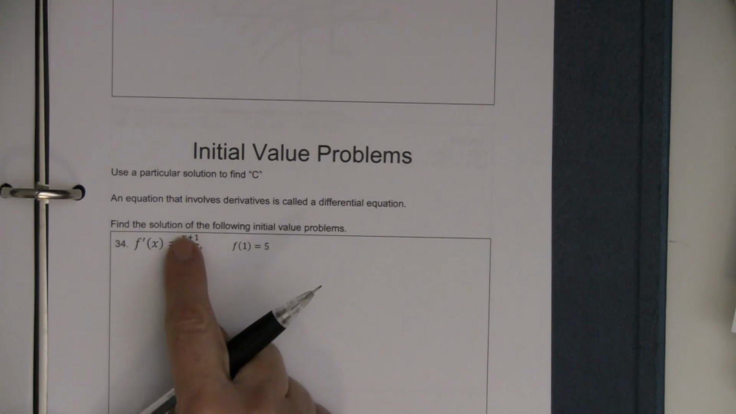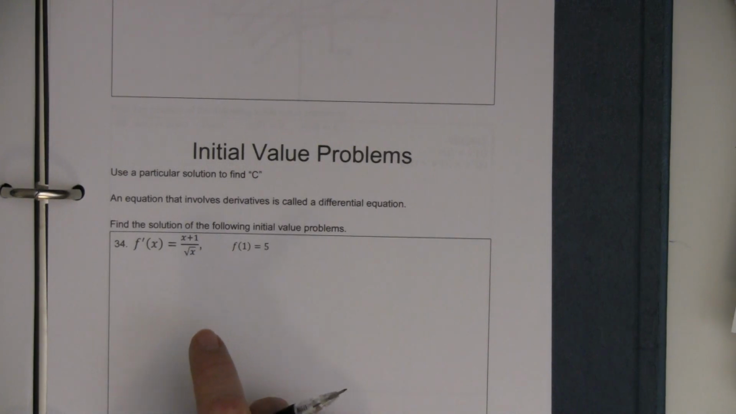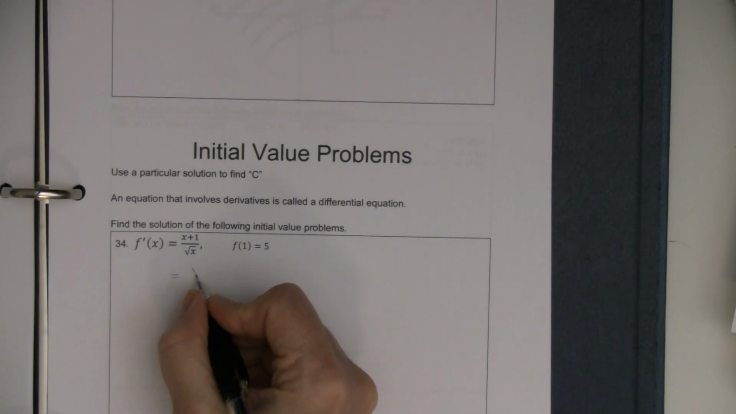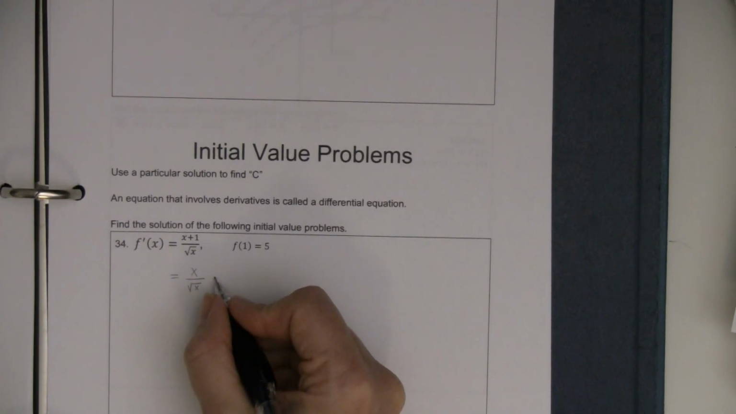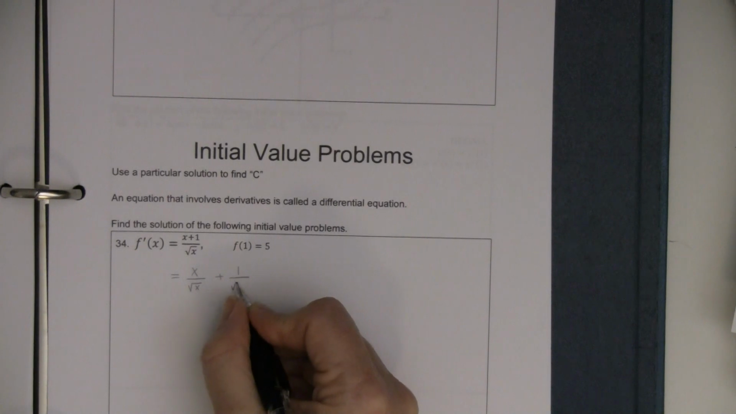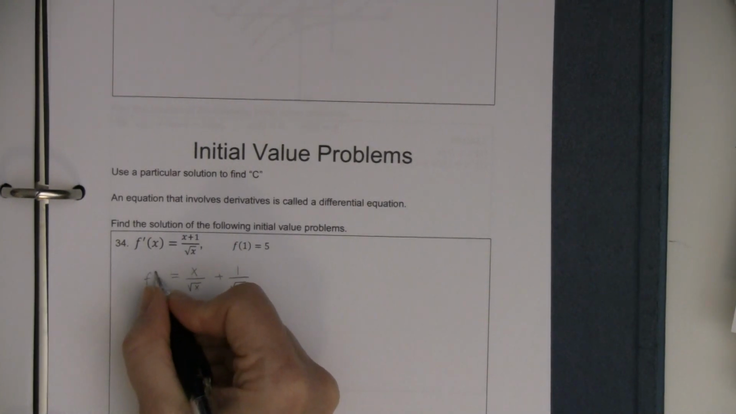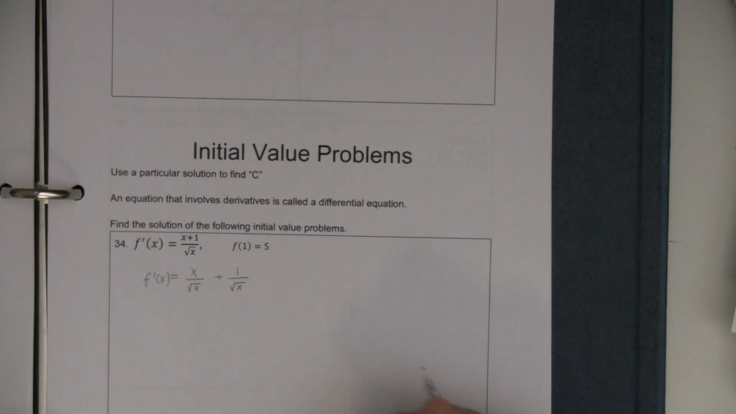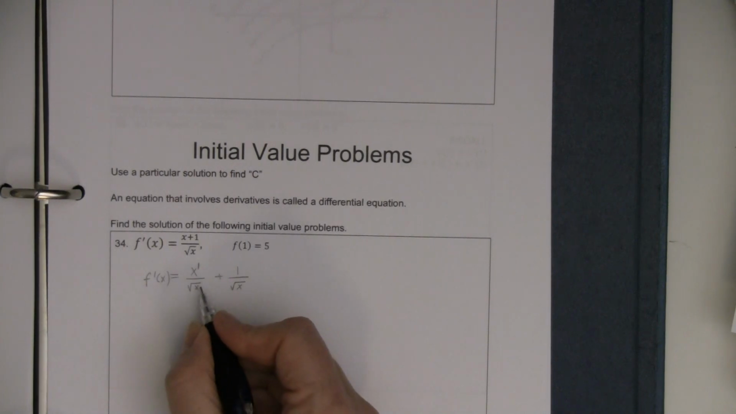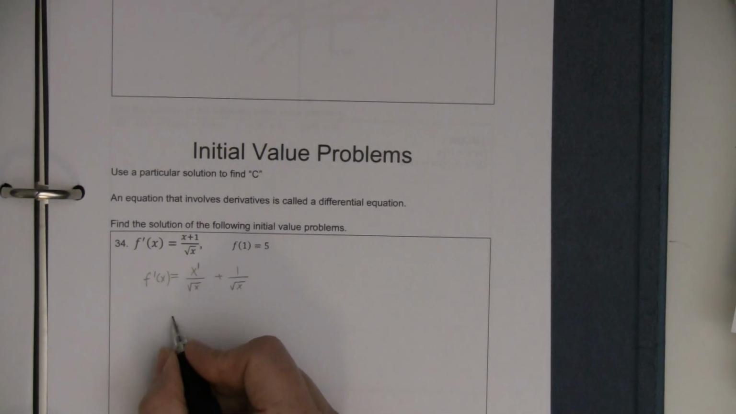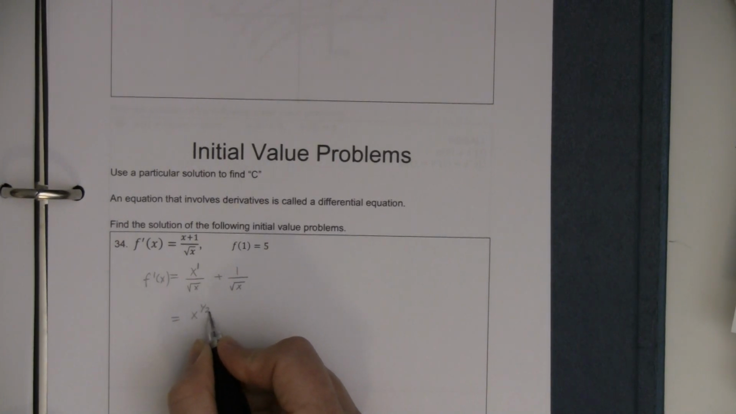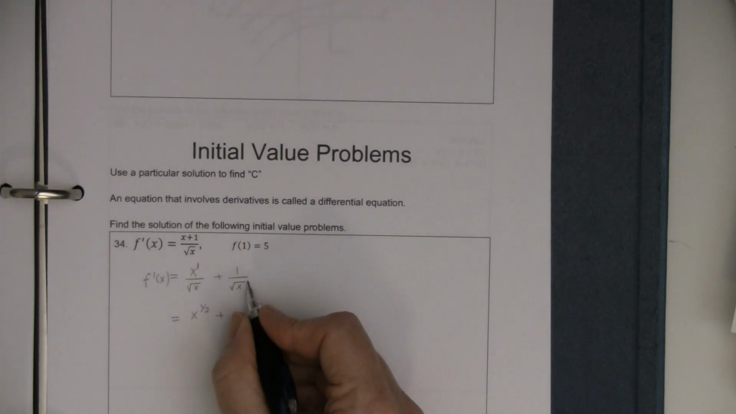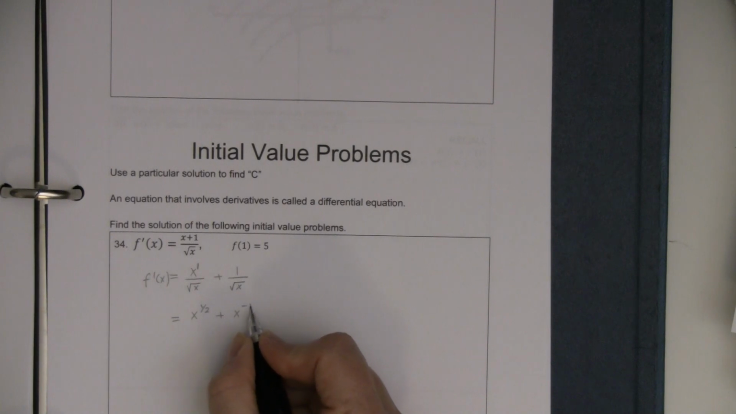Now, finding the antiderivative of that means you have to break it apart and not have it as a division. So you have to think of this as x over the square root of x plus 1 over the square root of x, right? And so this is x to the 1 take away a half, so this is x to the 1/2 plus, and then this is going to be x to the negative 1/2.